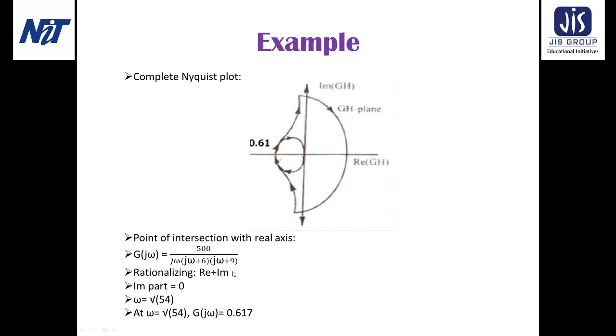Then we can find the value of omega, which becomes root over 54. So at this point, omega is root over 54. And if we put this value of omega into mod of G(j omega), then we can find the value of magnitude at this point, which is actually 0.617. As it is a magnitude, it has a plus sign, but actually it is located on the left-hand side, and this is minus 0.61. So this 0.61 is the point of intersection with the real axis.